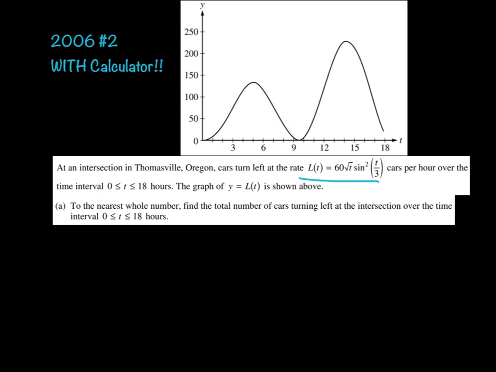Part A says, to the nearest whole number, find the total number of cars turning left at the intersection over the time interval 0 to 18 hours. I'm going to ask you right now to pause your video and write an integral expression to find the total number of cars. Why did I know I was doing an integral expression? Because L of t that they gave us was a rate of cars per hour. If I want just the total number of cars, I have to do the integral of the rate to get the quantity. So pause the video, write the integral expression, type it in your calculator, and come back to me and see if we agree.